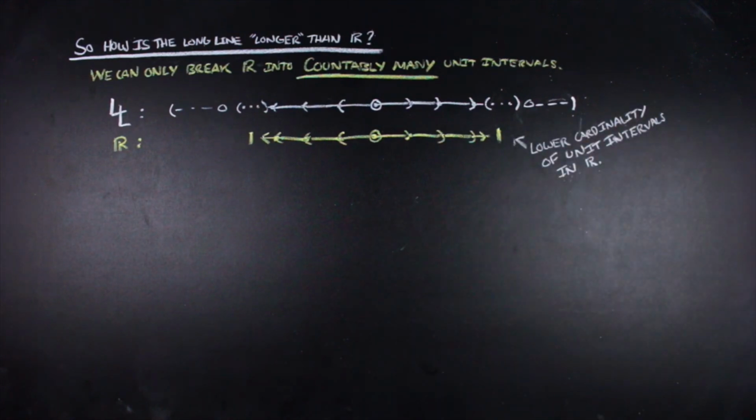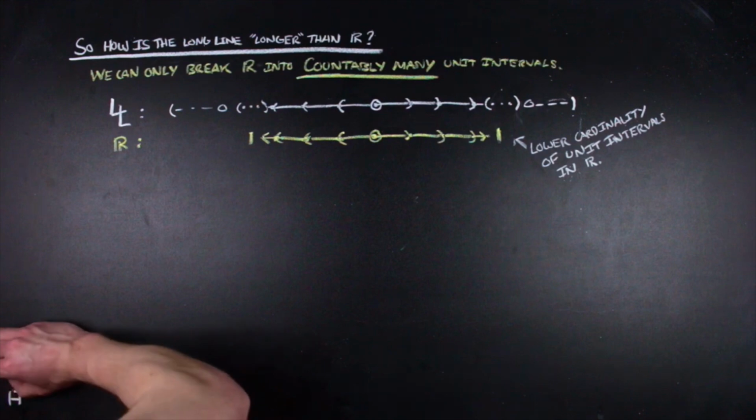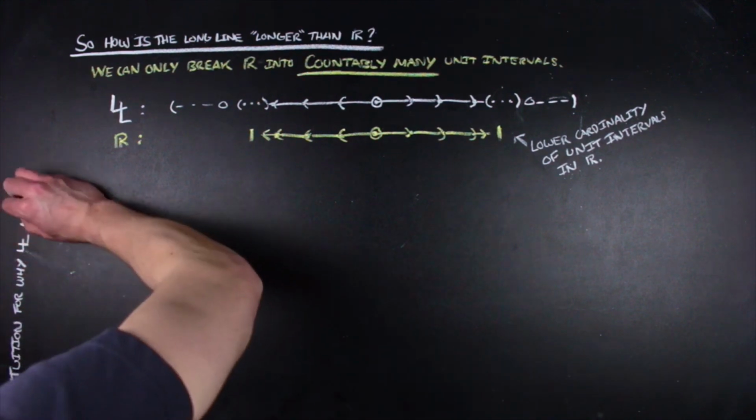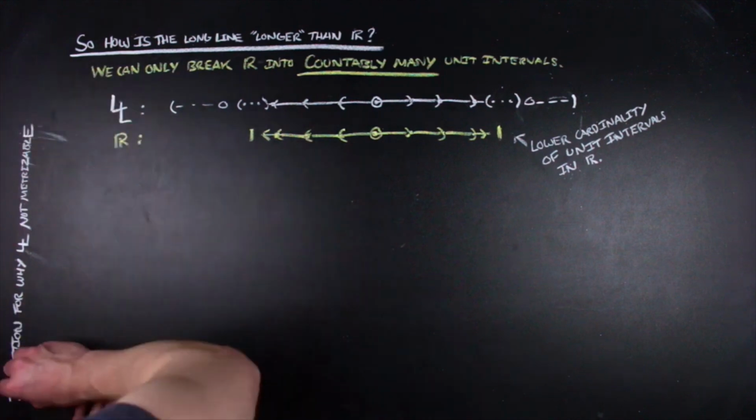With that being said, we should probably give some intuition for why the long line doesn't have a metric on it, or why the long line is too big to have a metric on it globally.